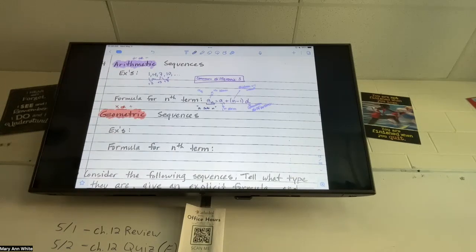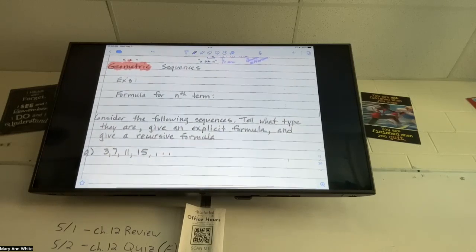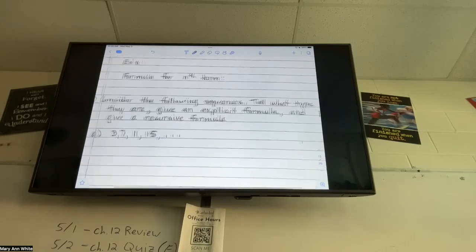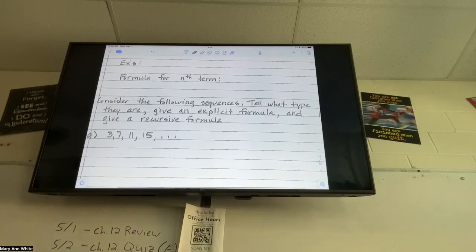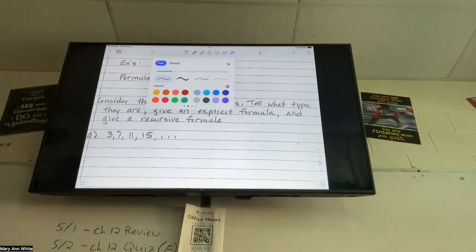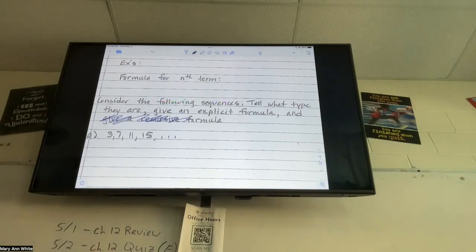Let's play around with this formula before we get into the geometric. We're going to come down here for letter 2A or 1A, and it says, consider the following sequences, tell what type they are, give an explicit formula, and we are actually not going to give a recursive formula. Instead, I want us to find the 8th term. So first thing we have to decide is what type of sequence this is. Once we do, then we will use the explicit formula, and then we're going to find the 8th term.